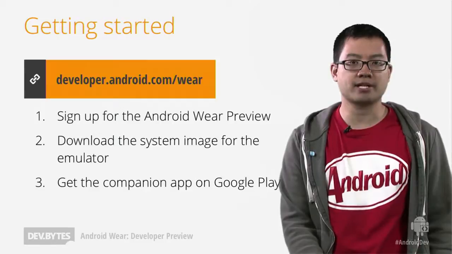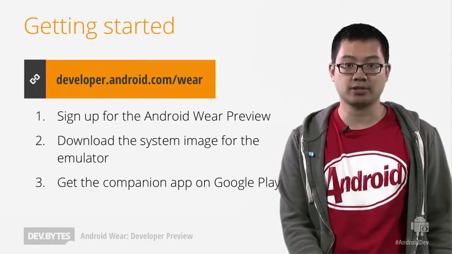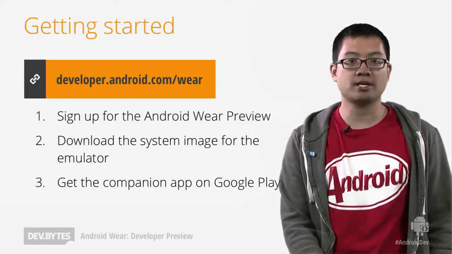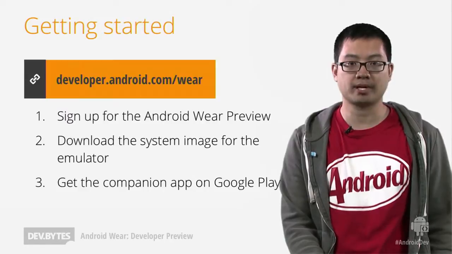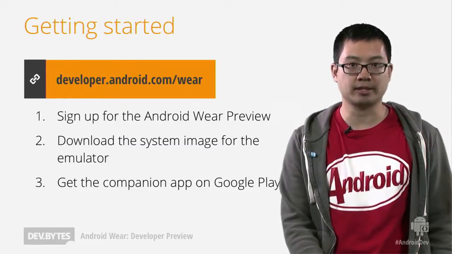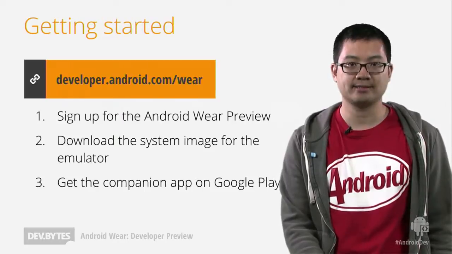First, go to developer.android.com, where you can sign up for the developer preview and browse the documentation. You should also download the system image from the SDK Manager to create an Android virtual device with Android Wear. Finally, install the Android Wear preview app and run it on your Android phone that is connected to your emulator. At this point, you'll have your development environment set up and ready to go.